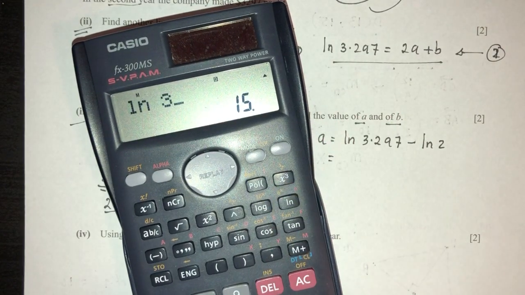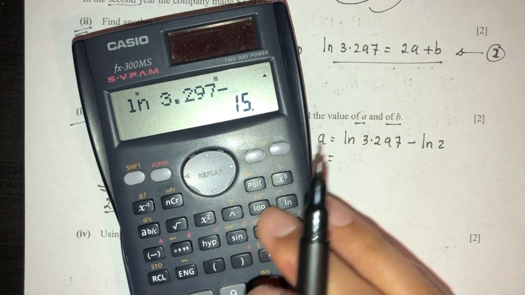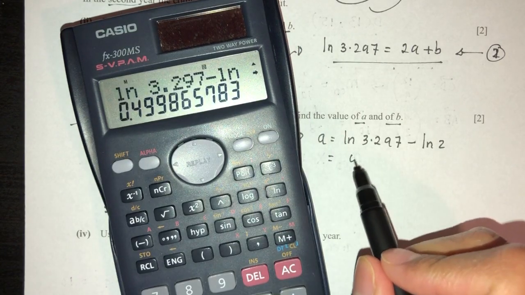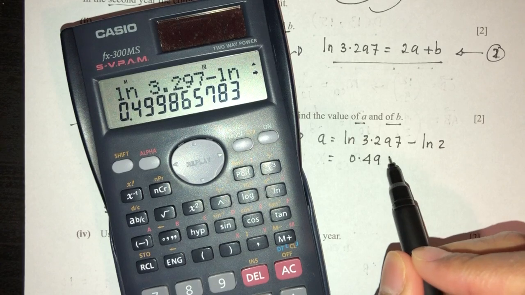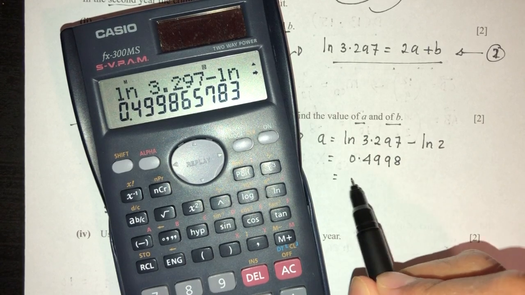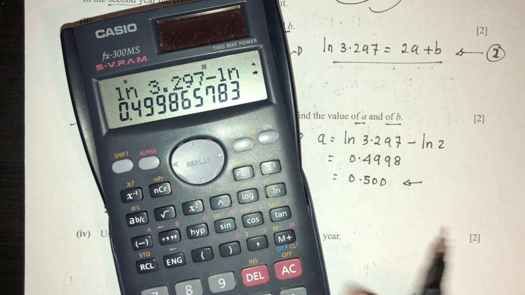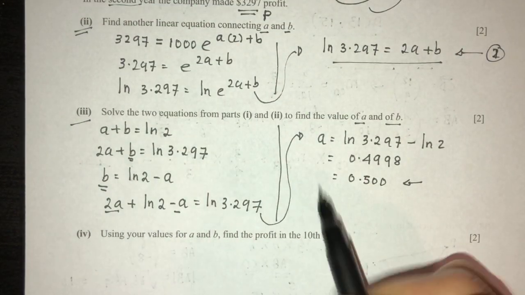So ln 3.297 minus ln 2 is 0.4998. That will be 0.500, correct to 3SF. That is your value for A. Now what is the value for B?